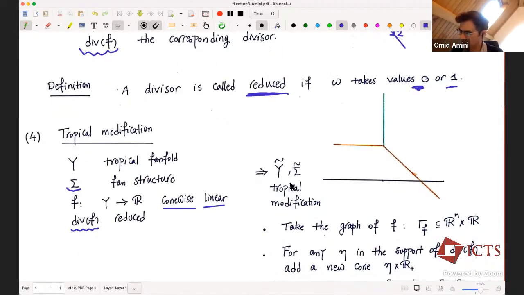This is called tropical modification, and the construction is described in this way. So this is your original fanfold, and you have a function. You first take the graph of the function. This is this orange thing. This is the graph of the function.